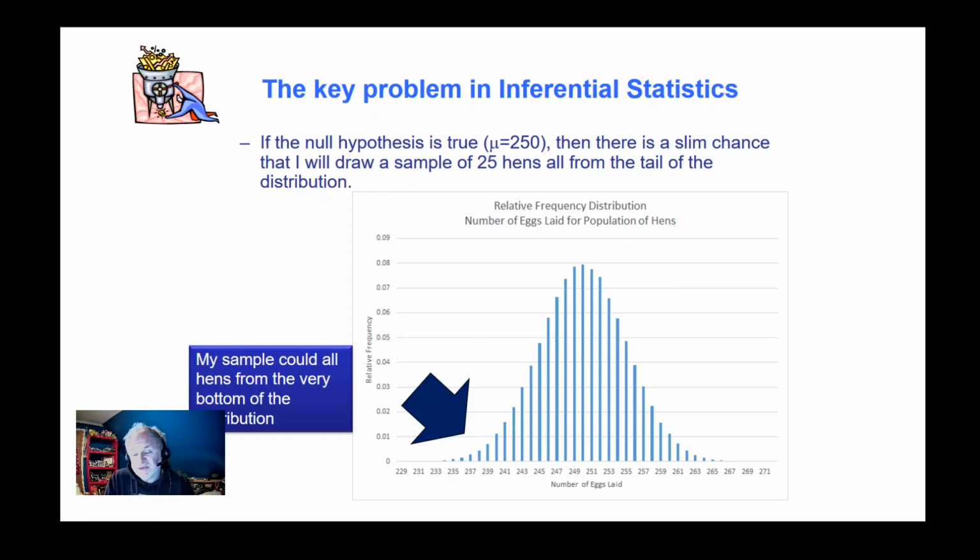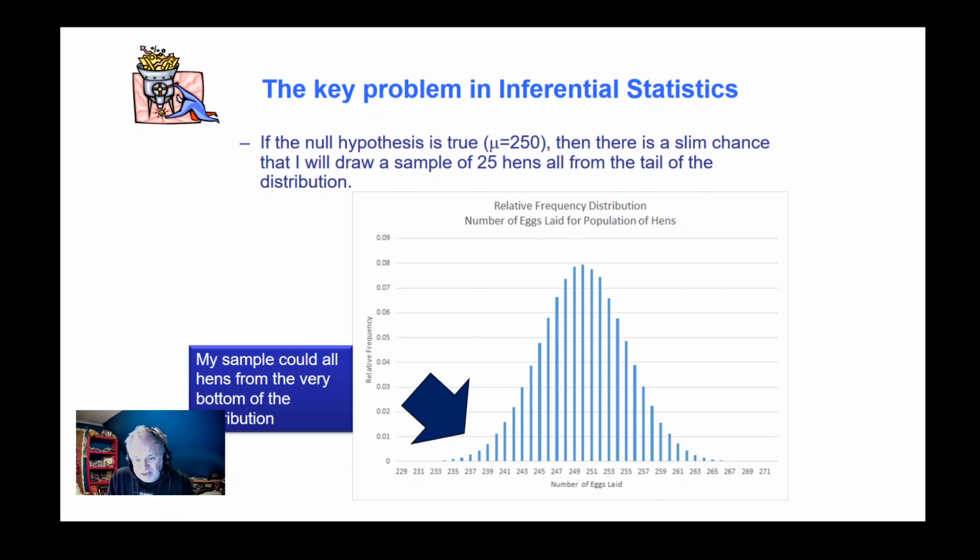Now, as we know from our chi-square study with the jelly beans, if I'm randomly drawing a sample from this population, which is a relative frequency distribution, there is a very slim chance that I could draw 25 hens from the bottom end of that distribution. I could get 25 hens that all lay somewhere between 235 and maybe 249 eggs. That's well below, but it could happen. What is the chance of that happening? Right now I don't know, but I'm pretty confident it would be pretty slim. But it still could happen.